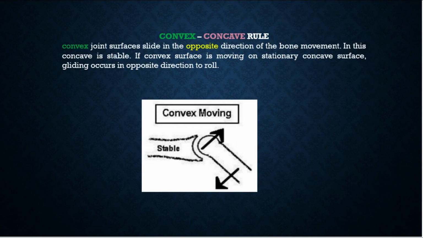Convex-concave rule. In the convex-concave rule, a convex joint surface slides in the opposite direction of the bone movement. In this rule, the concave surface is stable. If a convex surface is moving on a stationary concave surface, gliding occurs in the opposite direction to roll.